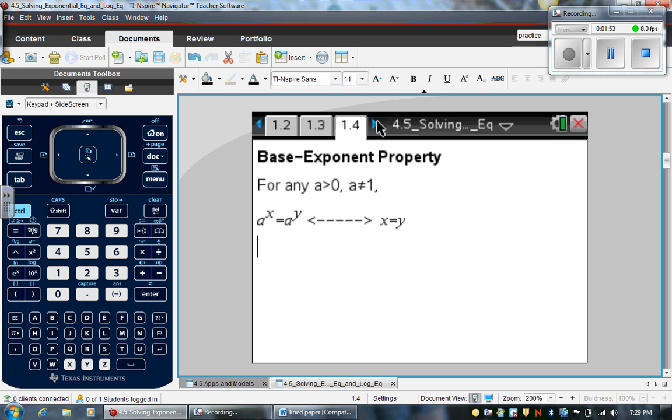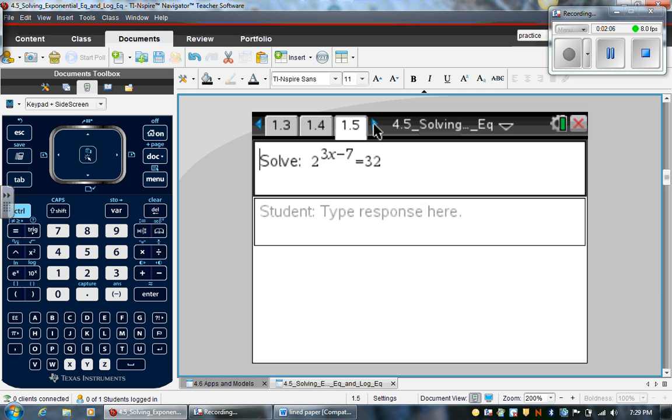Okay, so the base exponent property, that's what we were just talking about. If you do have those common bases, you can take the exponents and set them equal to one another. All right, so let's try the first one. I have 2 to the 3x minus 7 equals 32.